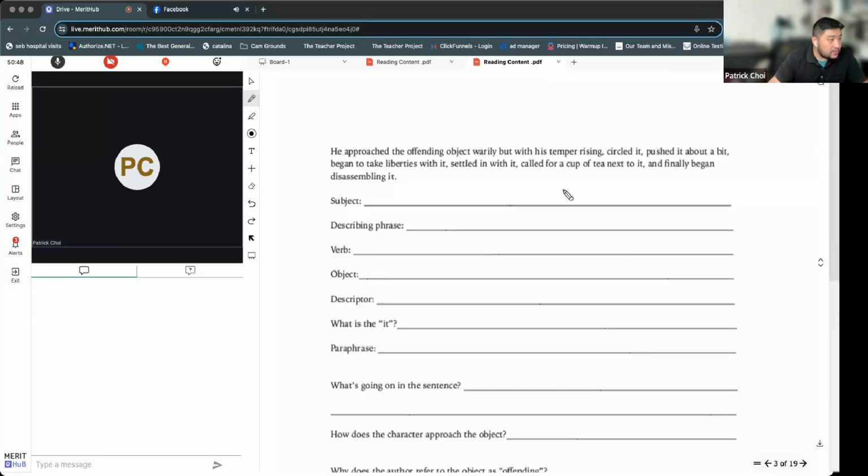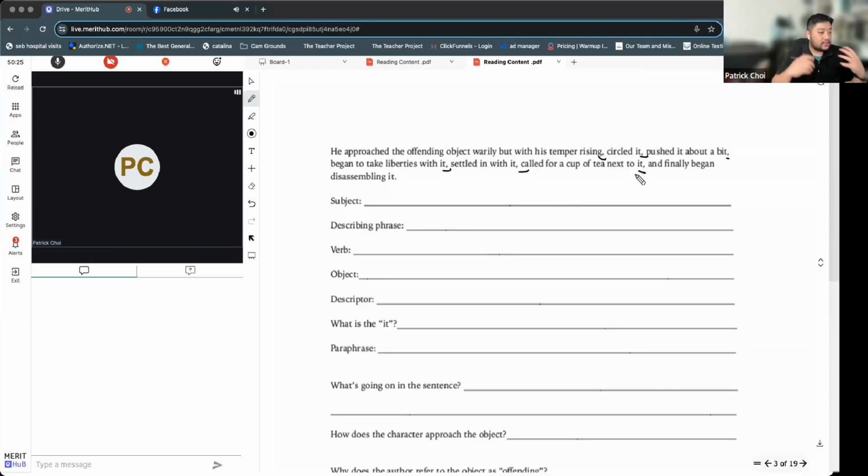Okay. So then, "he approached the offending object warily, but with his temper rising, circled it, pushed it about a bit, began to take liberties with it, settled with it, called for a cup of tea next to it, and finally began disassembling it." Now, surprisingly, the commas that we see here, one here, one here, one here, are part of a list. They're being used to separate items in the list.